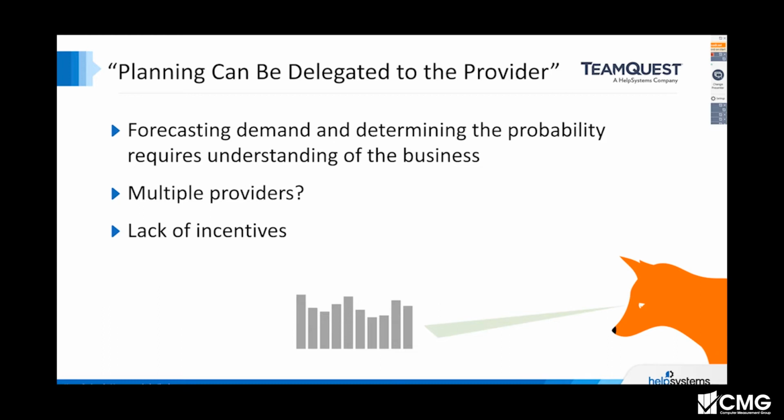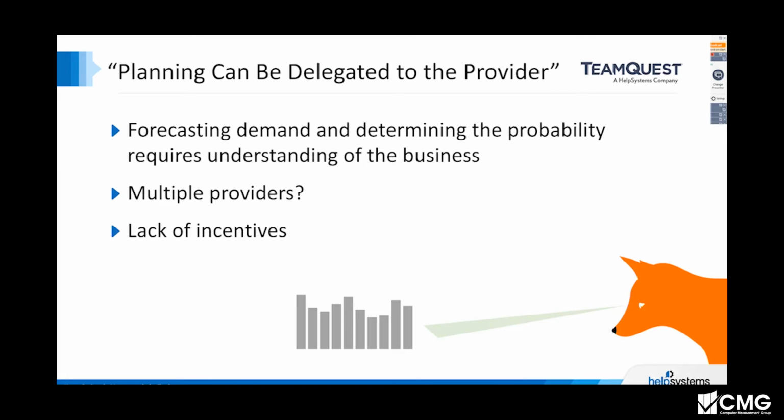Also, any kind of forecasting about demand and business demand requires an understanding of the business, and you won't get that from your public cloud provider. So long-term planning needs to be done by people who understand your specific circumstances and your specific business requirements, and only you can do that. Also, to make matters worse, if you have multiple providers of cloud services, no one's going to be able to plan and optimize across those different providers if you leave it to the provider. So that's not really a solution.